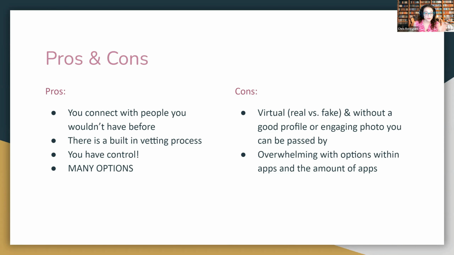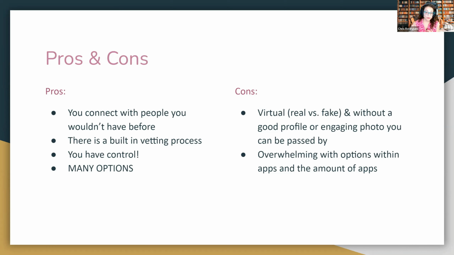So the cons: the virtual, real versus fake, and without a good profile or engaging photo, you can be passed by. So there's the safety feature, one of just like, who are you actually talking to? Also, the swipe process, or the like process, people are looking very quickly, and since there is such a vast amount, if you don't like the first photo, you're probably passing their profile. If they don't like your first photo, they're probably passing it along.